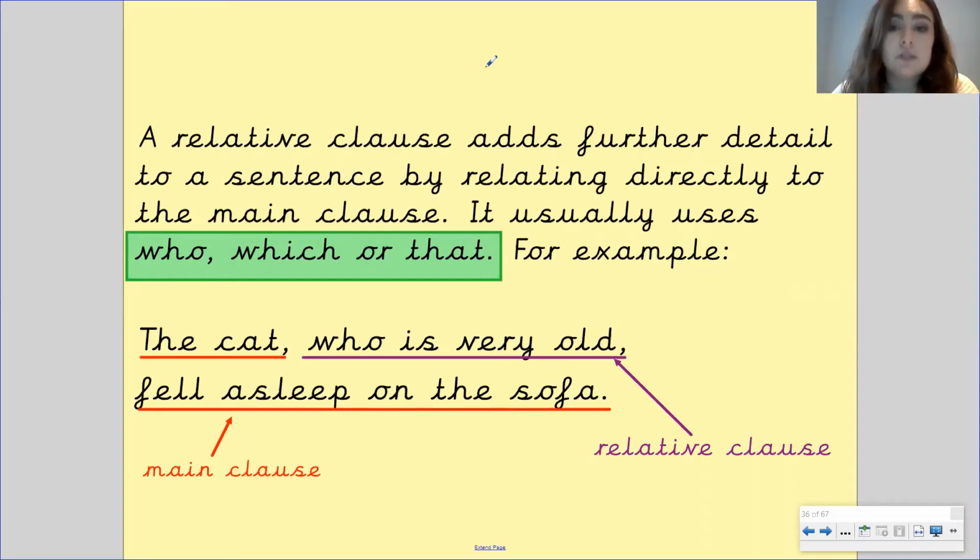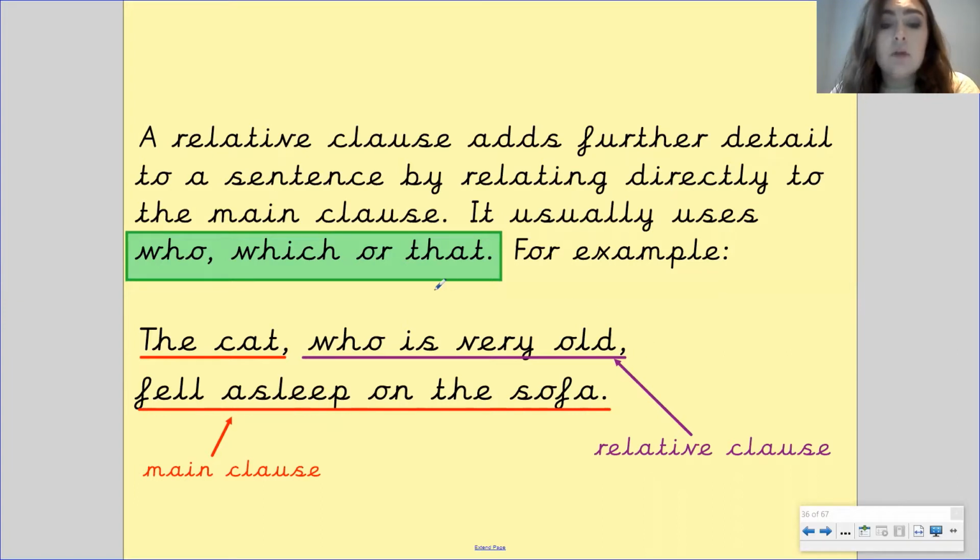So a relative clause adds further detail to a sentence by relating directly to the main clause, and it usually uses who, which, or that. For example, the cat, who is very old, fell asleep on the sofa. Now our main clause is the cat fell asleep on the sofa, and our relative clause is who is very old.